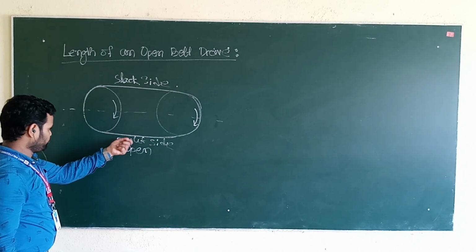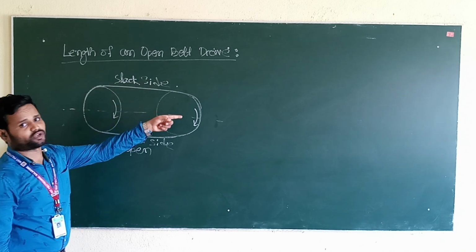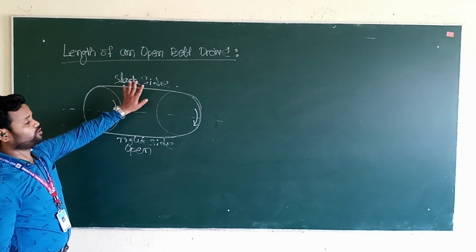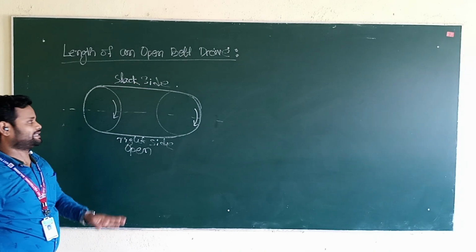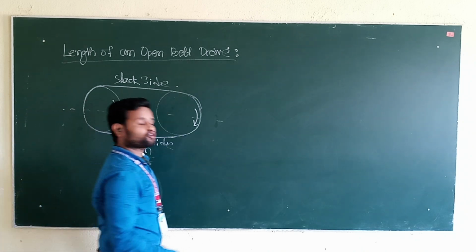What happens in case of open belt drive? The pulley pulls the belt from the lower end and delivers to the outer end. So the lower end becomes the tight side, and the upper end becomes the slack side. So what happens in case of cross belt drive?